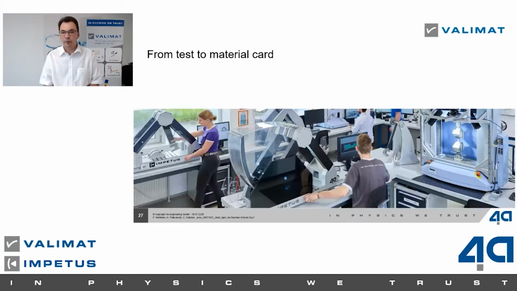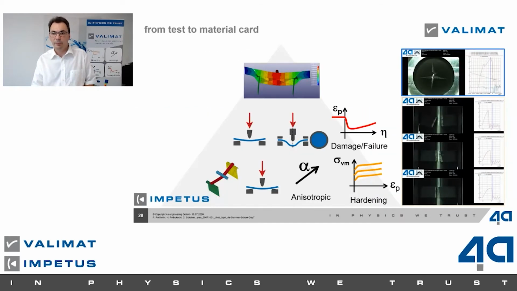Okay, so now we have talked about material models, and the next step would be how we can get this material card out of tests. We already were talking a lot about some kind of characterization pyramids. Here's one approach we would suggest for this material class.